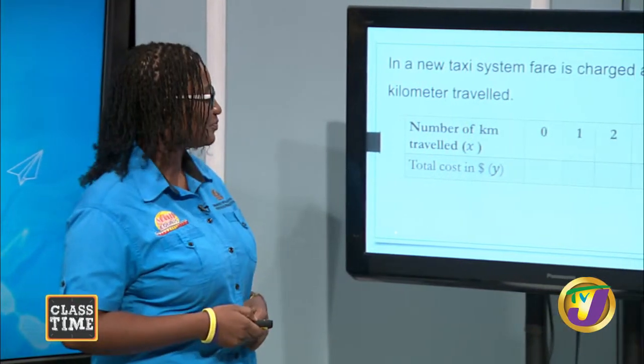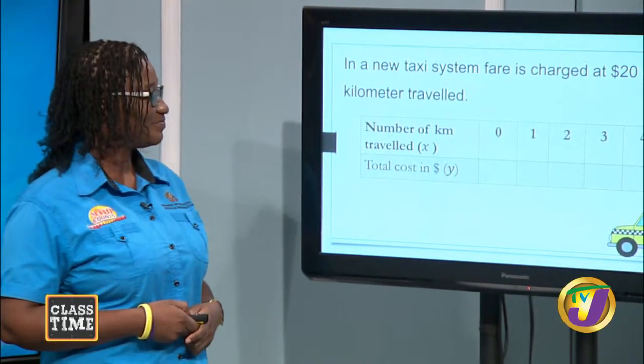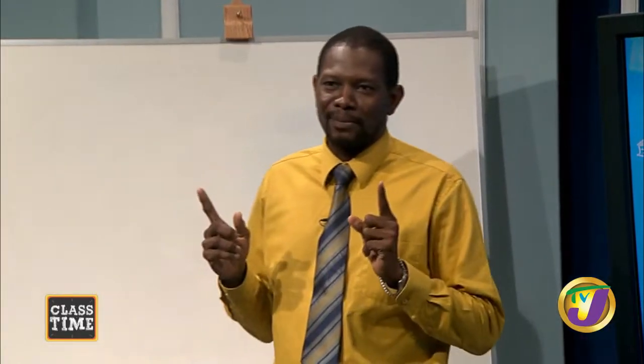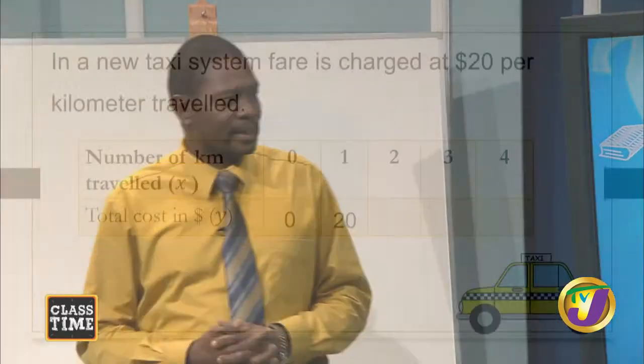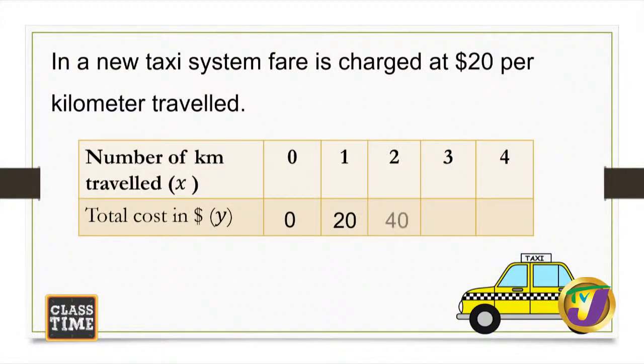All right, so at 0 kilometers, we will have to pay nothing at all. That's right. So 1 kilometer, we go right up to $20. Yes. 2, $40. 3, $60, and 4, we're going to be paying $80 right there.